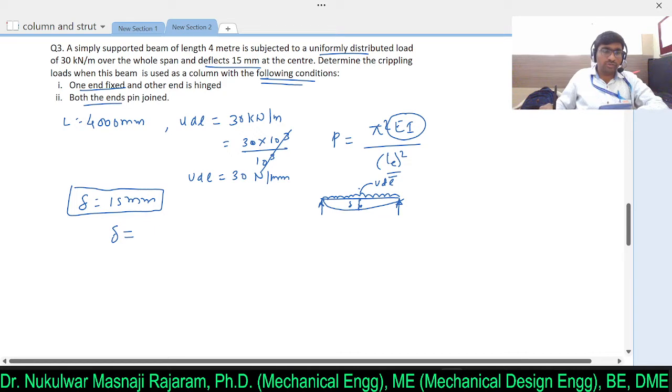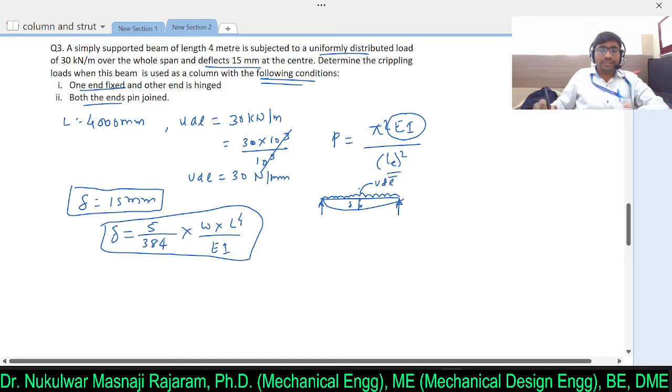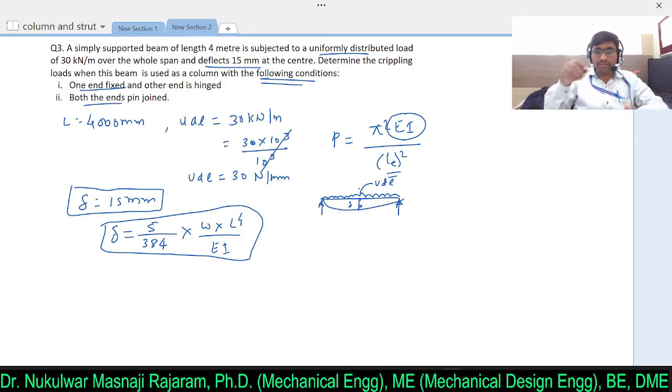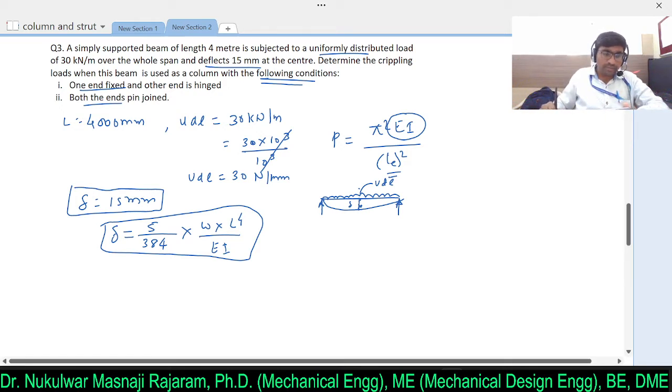So I will use it directly, that value is 5 by 384 into W into L raised to 4 divided by EI. Clear? So this value or formula we must recall from the SFD and BMD chapter. If a simply supported beam is there, the deflection at the center is given by this formula. Now here I will put all the values.